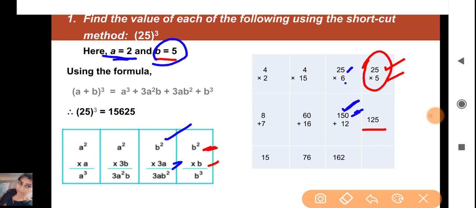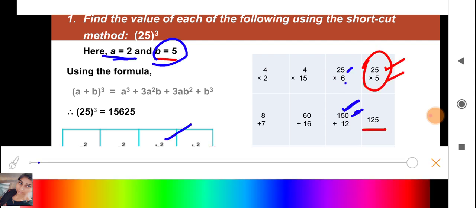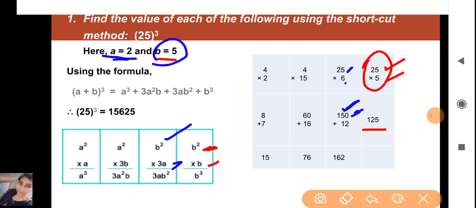Okay, now the next one. The next one is a square. A square means 2 square, so 2 square is 4. Next is 3b. 3 multiplied by 5 is 15. So 4 multiplied with 15 is 60. Right? We know till here. Next is again a square multiplied with a, meaning 4 multiplied with 2, which is 8. Okay, now let us see the next part.